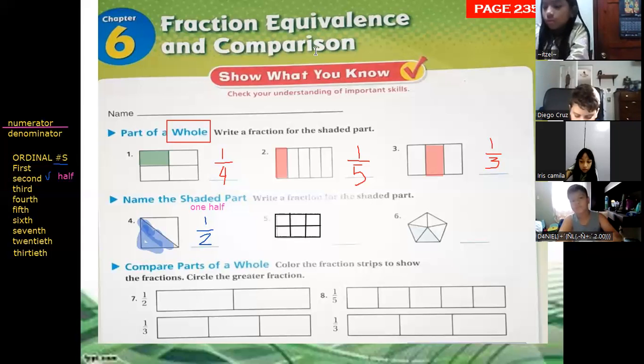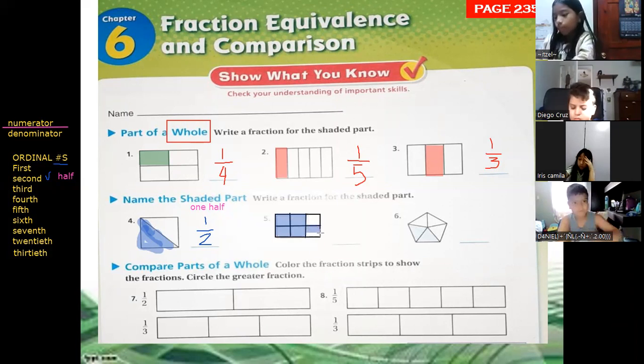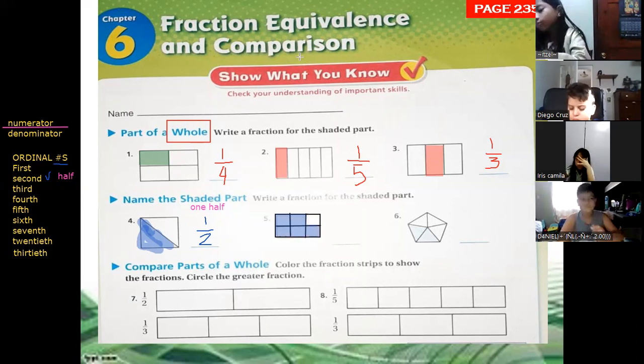The next one. How many parts are colored in the next one? No. How many parts are colored in the next one? In the exercise number 5. Okay, listen again.